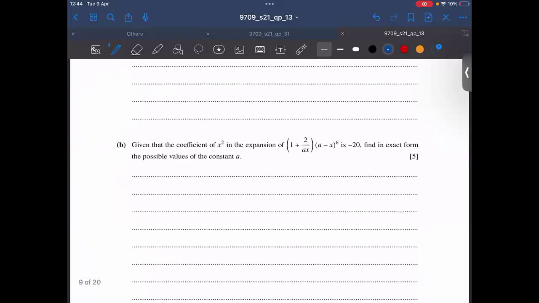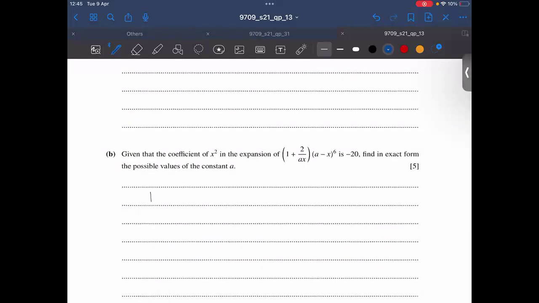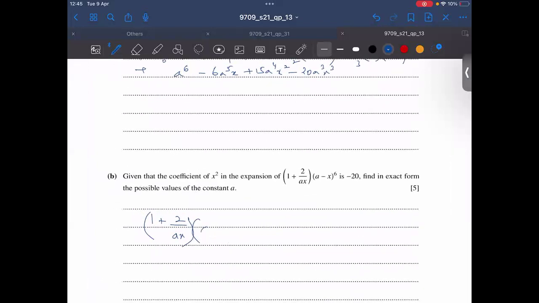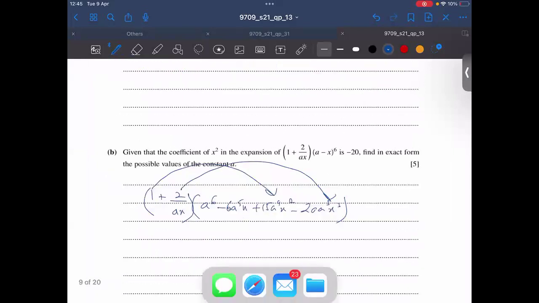20a cube x cube. Given the coefficient of x square. Okay, I'm going to write down 1 plus 2 over a x. And I'm going to write down the first 4 terms of this bracket, and they are a to the power of 6 minus 6a to the power of 5 x plus 15a to the power of 4 x square minus 20a cube x cube. How do you get the coefficient of x square? You're going to multiply 1 with x square, and you're going to multiply 2 over a x with x cube. That's how you're going to get the coefficient of x square.